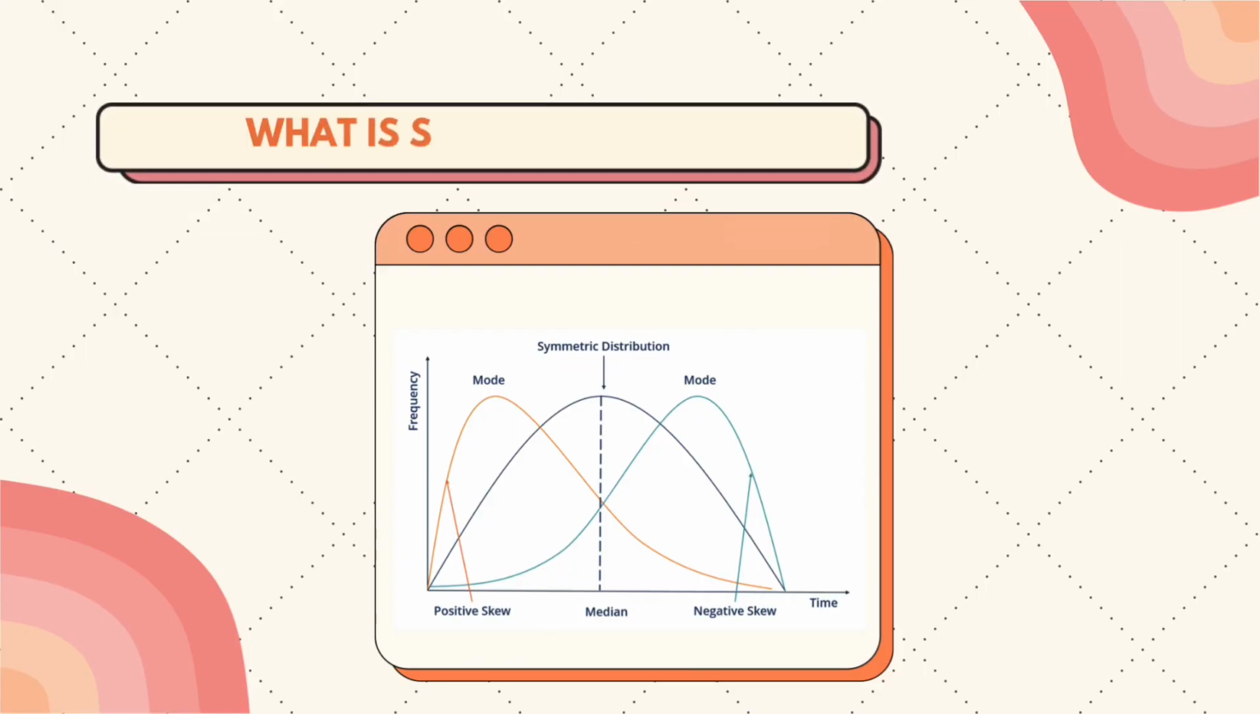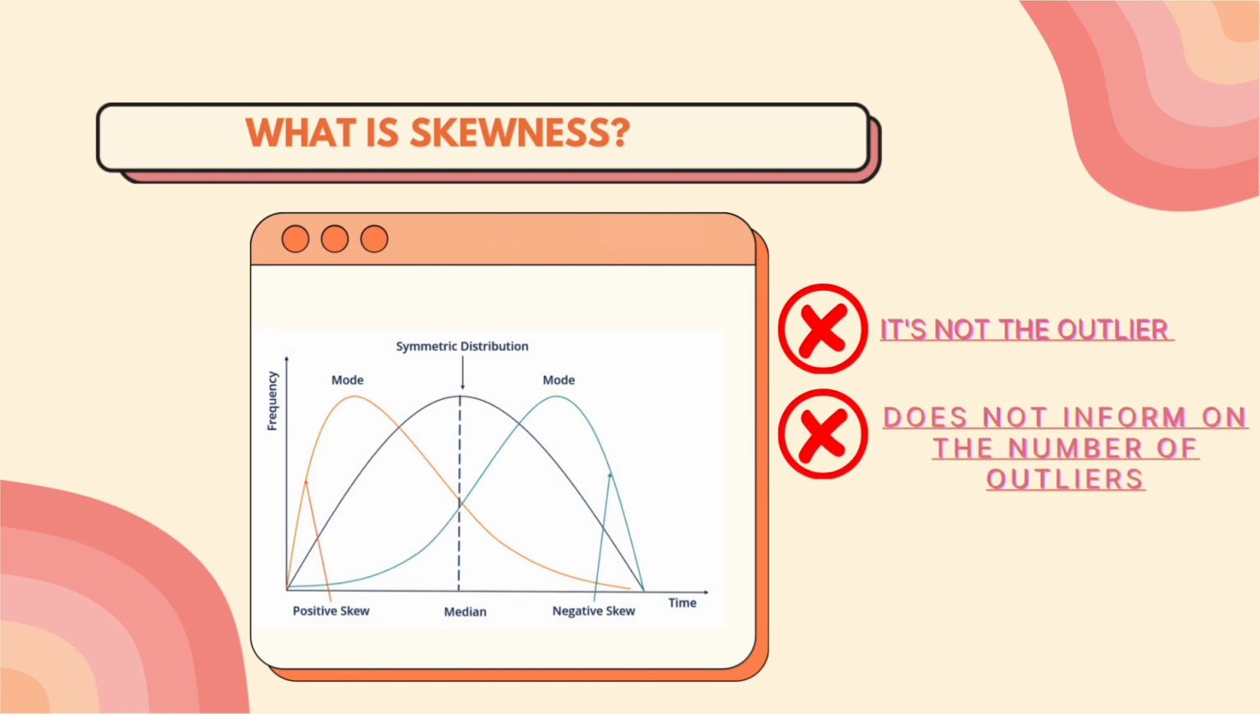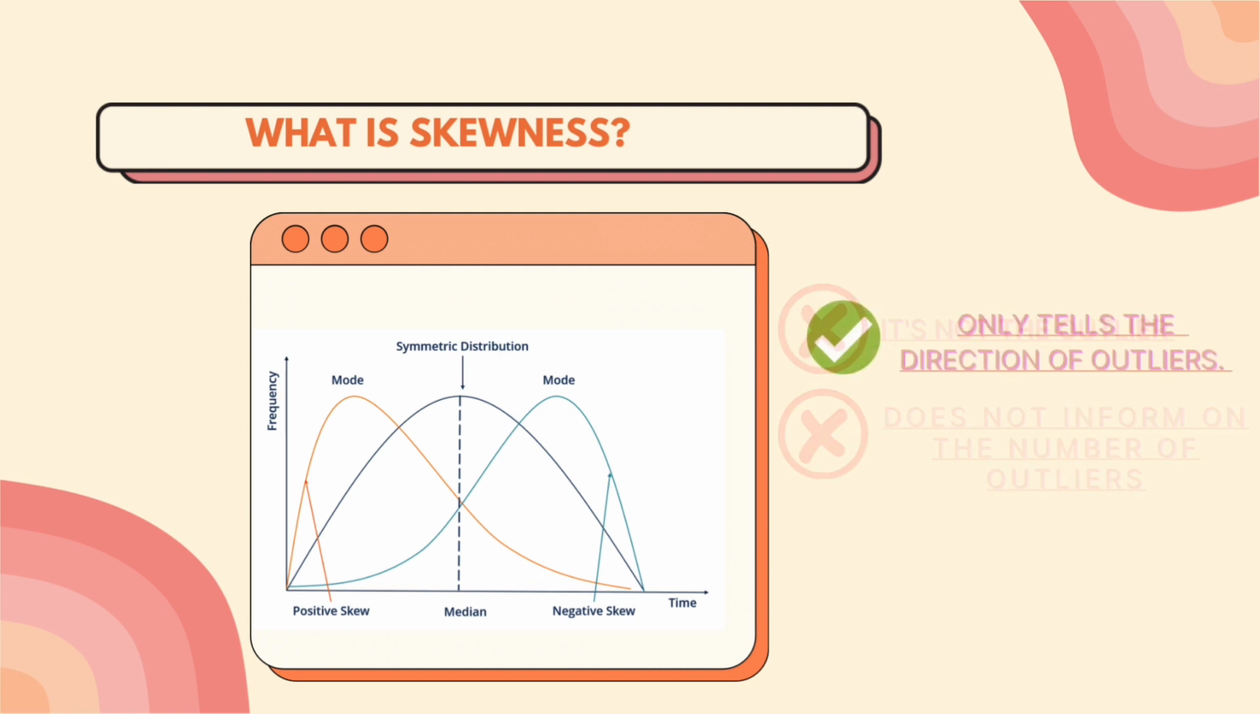Now, let's talk about skewness. What is skewness? It is a measurement of the distortion of a symmetrical distribution, or asymmetry in a data set. Note that skewness is not the outlier, nor does it inform on the number of outliers. Rather, it only communicates the direction of outliers.